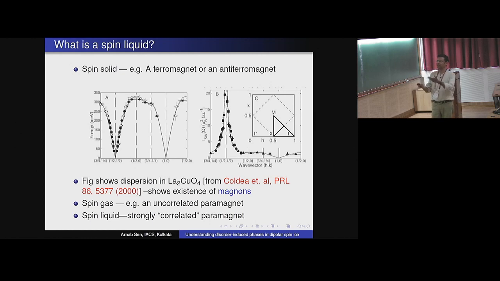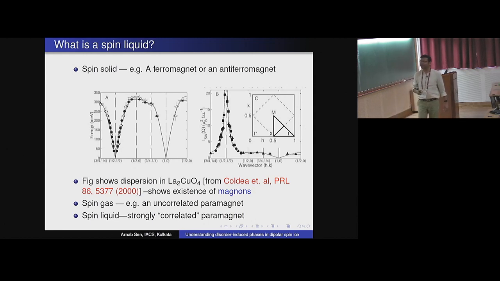And in cases when the low-temperature physics is that of an ordered magnet, much of the physics can be understood just by thinking of these low-temperature Goldstone wave excitations. Okay? So then, what may be a spin gas? Again, like a conventional gas, a spin gas is something where the spins are totally uncorrelated, and each spin is doing its own fluctuations and doesn't care too much about the neighboring spins.